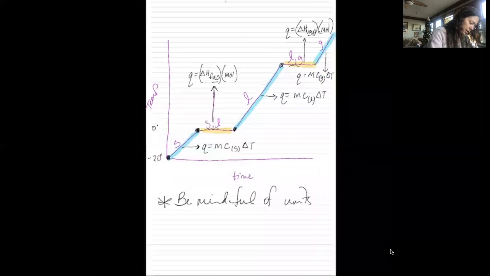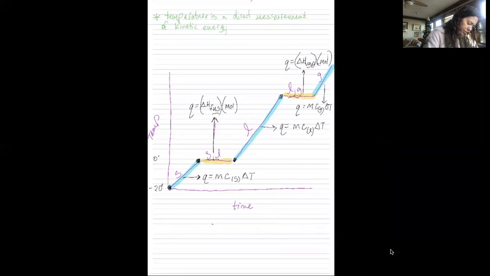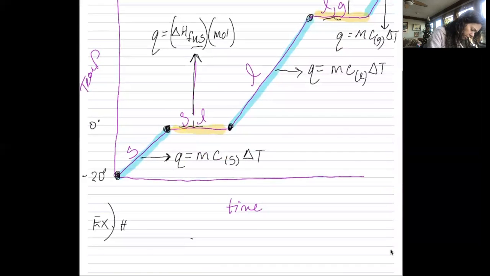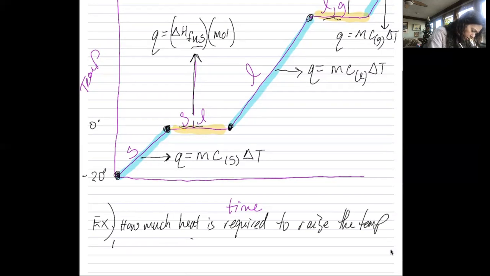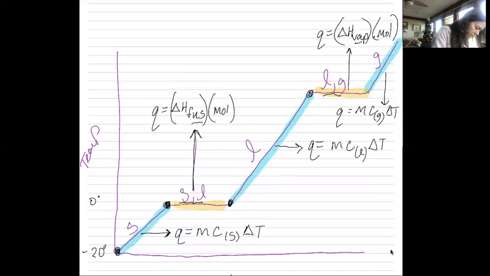All right, so let's do an example. I'm going to erase that so that my example will fit well on my screen. Okay, how much heat is required to raise the temp of 150 grams of water from -20 degrees Celsius to 120 degrees Celsius? Well, if we assume that this happens at 0, this happens about 100, because this is water, then we could say that up here was our 120.